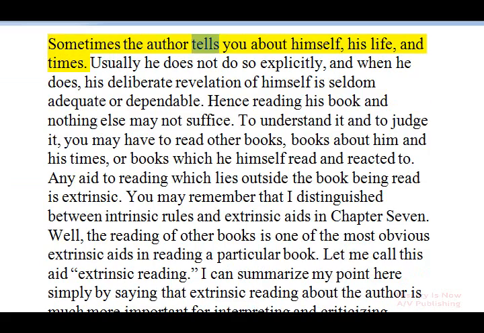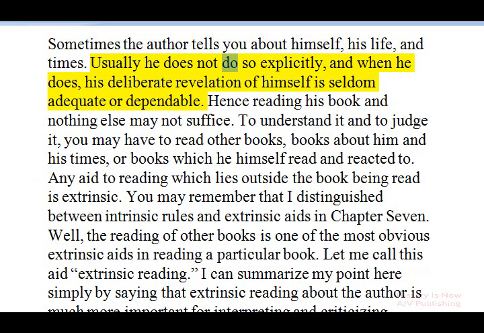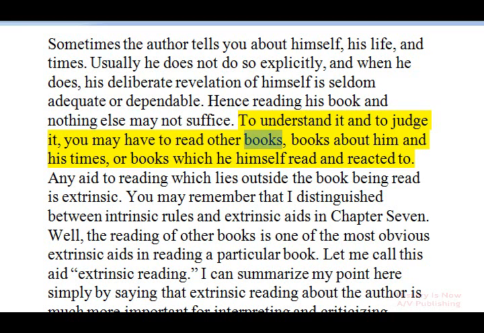Sometimes the author tells you about himself, his life, and times. Usually he does not do so explicitly, and when he does, his deliberate revelation of himself is seldom adequate or dependable. Hence reading his book and nothing else may not suffice. To understand it and to judge it, you may have to read other books, books about him and his times, or books which he himself read and reacted to.